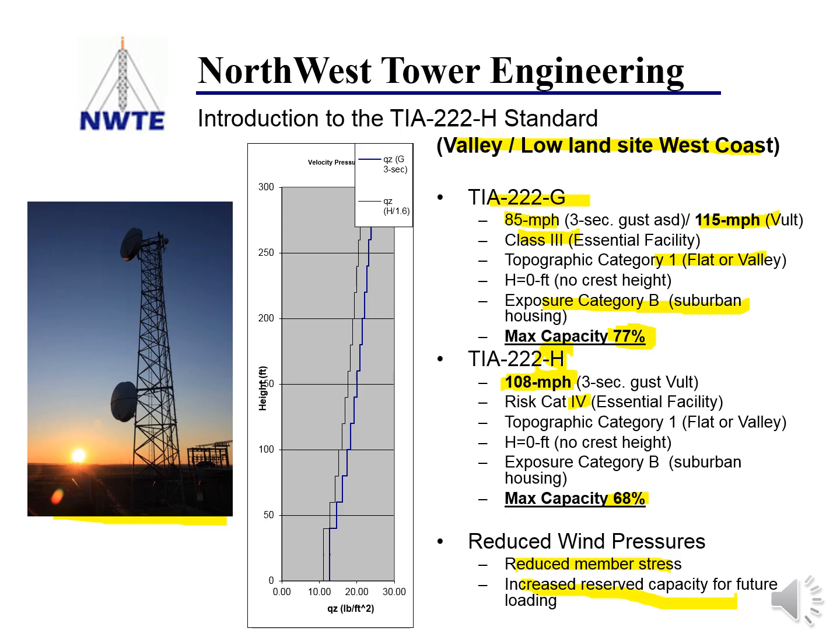Here's the pressure diagram. This line is H, and this line is the G. So you can see that the H standard over the full height of the tower is slightly less pressure, hence the results.